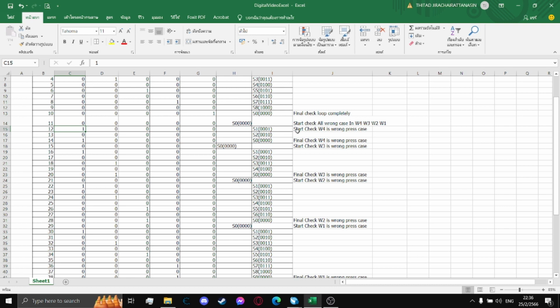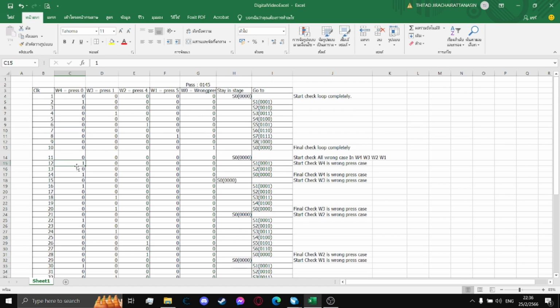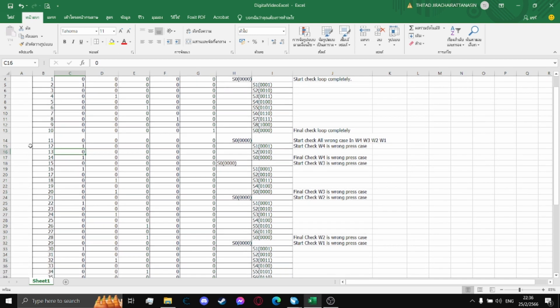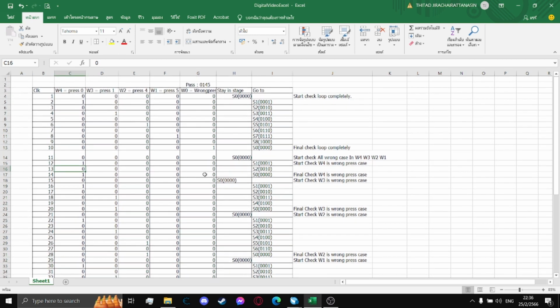First, in the clock 7, low. Then they will go to state 1. Clock 13, when you not press, then they will go to state 2. And clock 14, when you press 0, they will go to state 0.